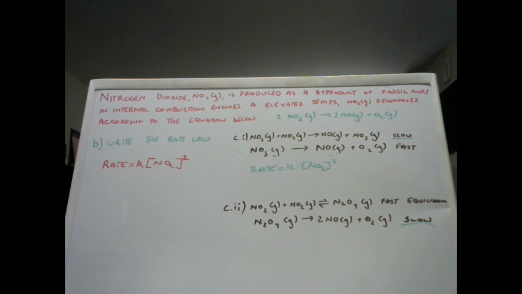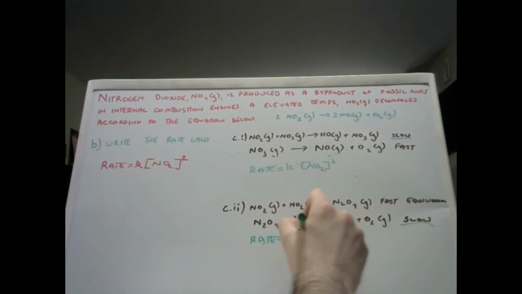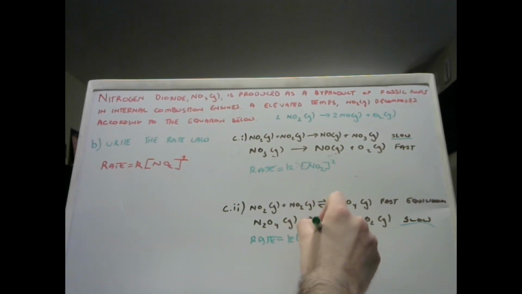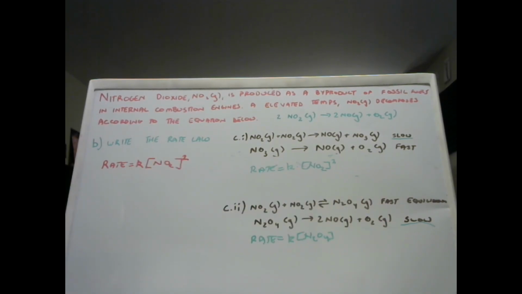C2, this rate determining step is this second one. So we would have rate equals k[N2O4]. But the problem here is that this is supposed to be the rate law for this entire reaction, not just the intermediary. Because this is an intermediary, we can't use it. Whenever you write a rate law, it must be written only in terms of reactants. So in this case, we need to work backwards. We need to get this N2O4 in terms of something else.